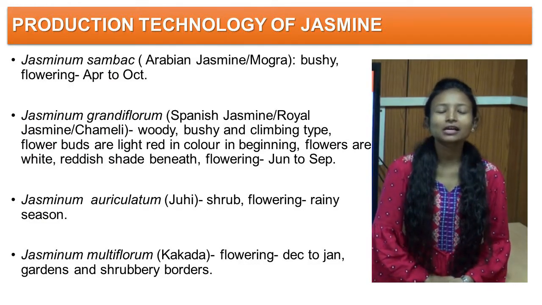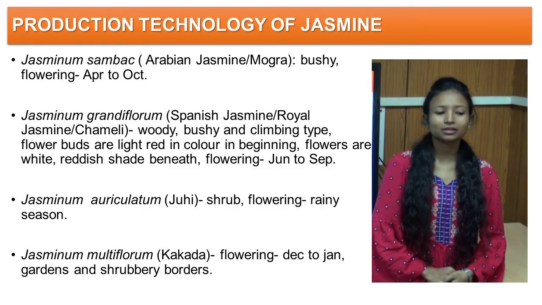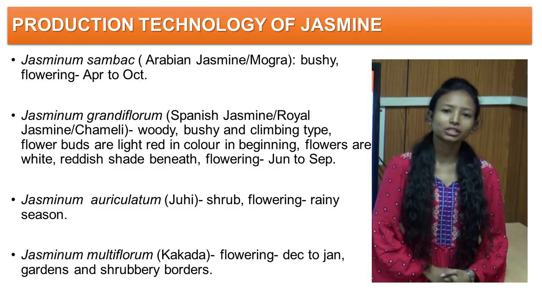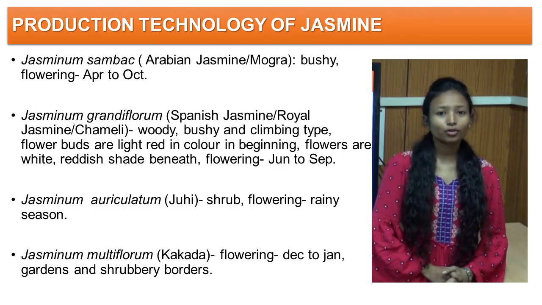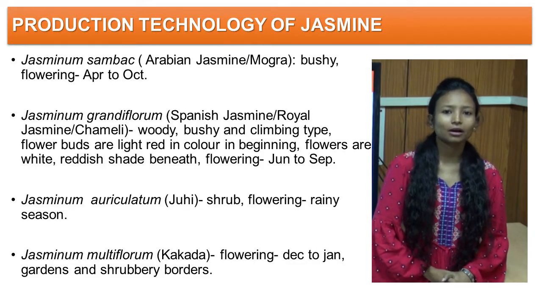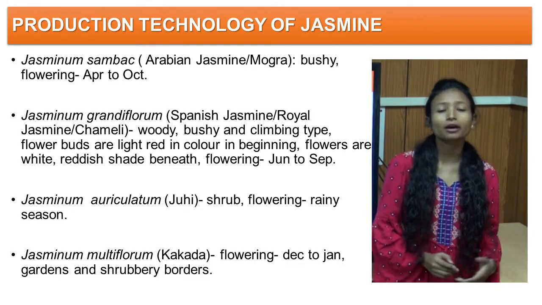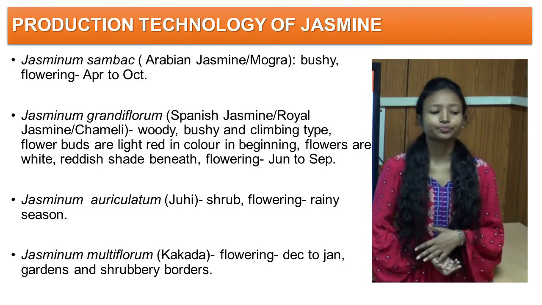Good morning, students. In the last class we covered production technology of marigold, and now we'll cover the production technology of jasmine. Commercially there are four important species of jasmine. They are Jasminum sambac, which is commonly known as Arabian jasmine. They are bushy in nature and the flowering time is from April to October.